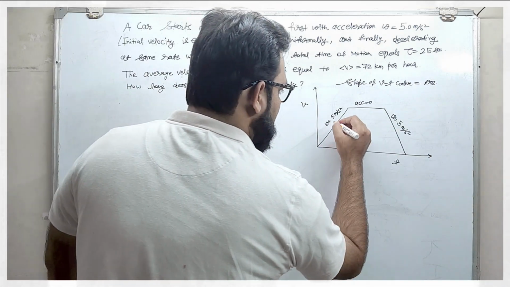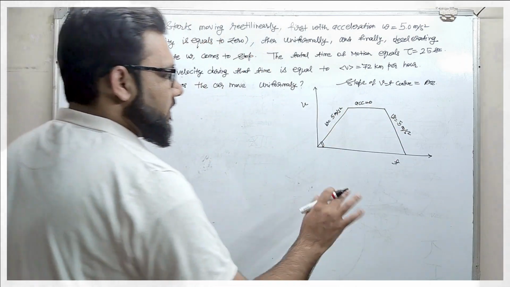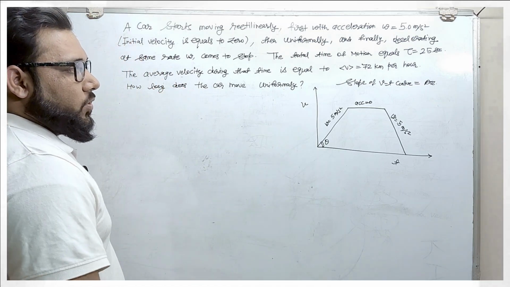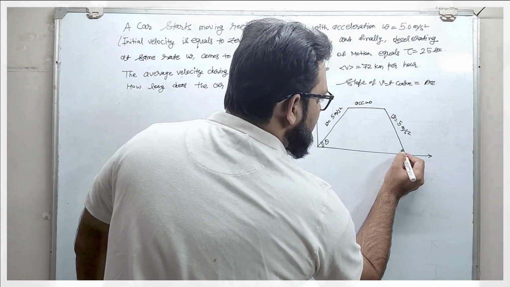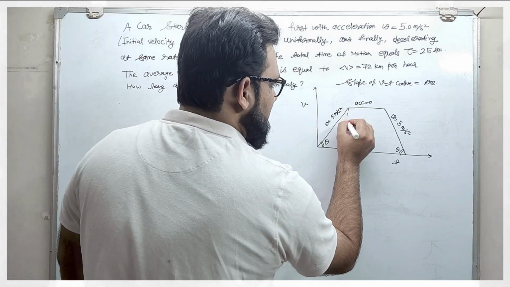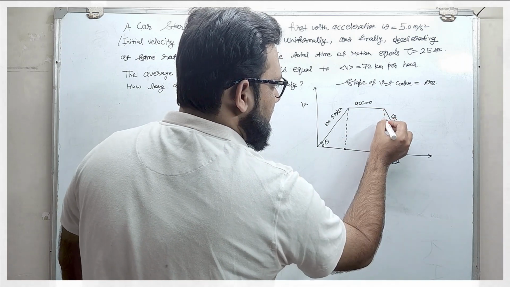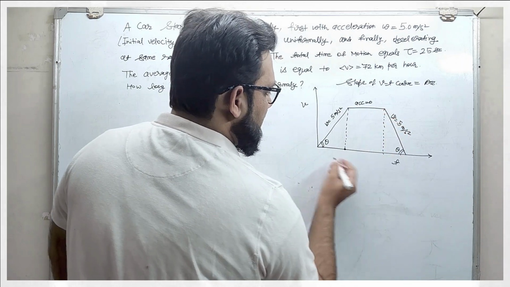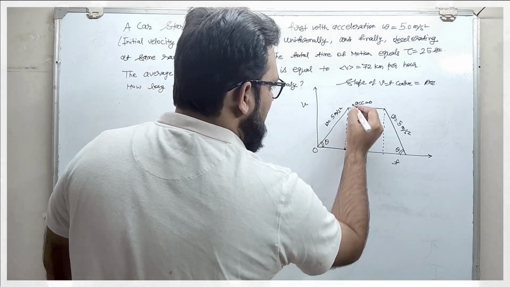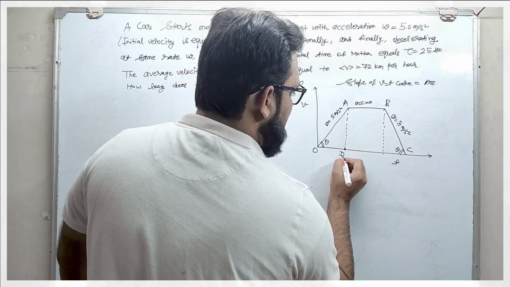Here the magnitude of acceleration and deceleration is 5. That's why the slope, meaning the angle theta, will be the same. Remember this, guys. Suppose the journey starts from O. This point is A, this point is B, this point is C, and this is D and E.